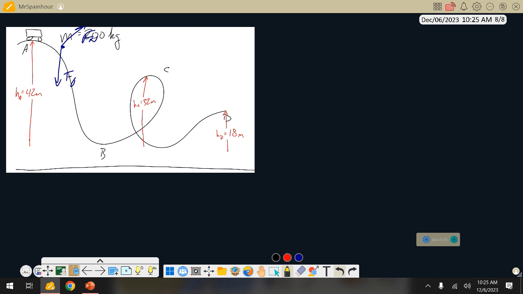Two forces up here. What are the conservative forces? Gravity and spring or elastic, whichever one you want to call it. Okay. So that means normal up here is in fact non-conservative. But is normal going to be doing work? No. Since the only thing going to be doing work is gravity, we can use conservation of mechanical energy.